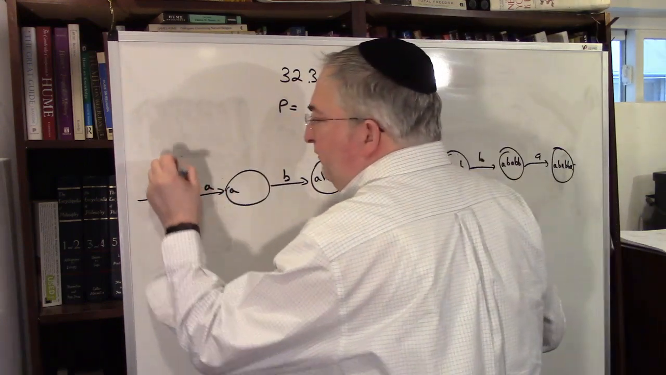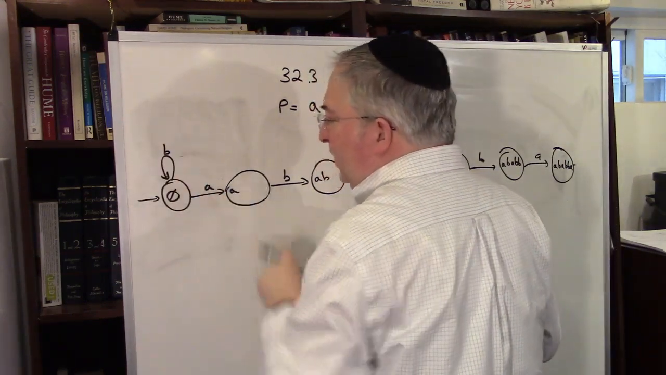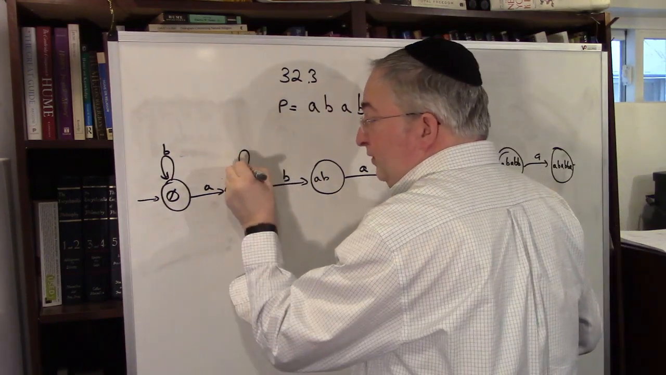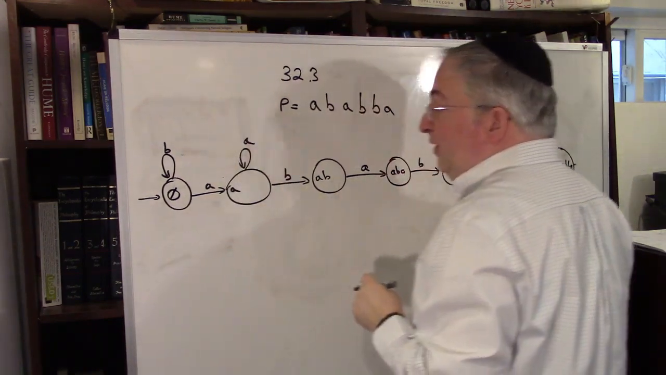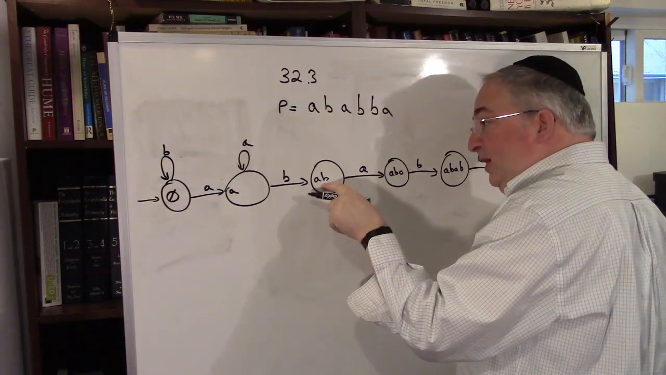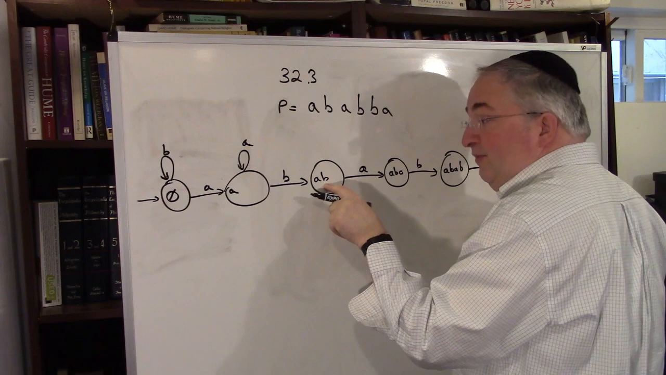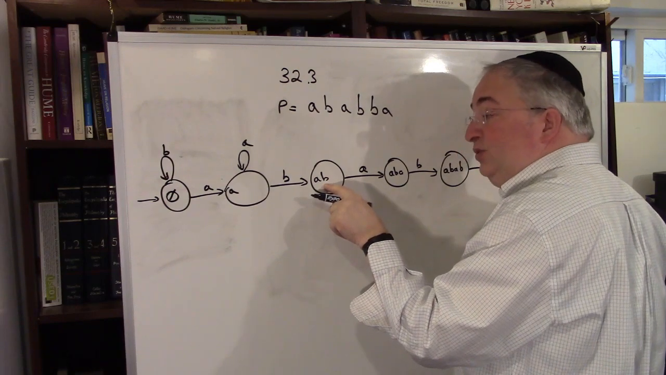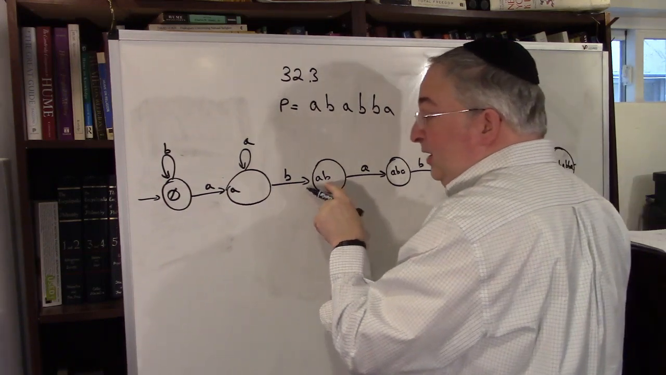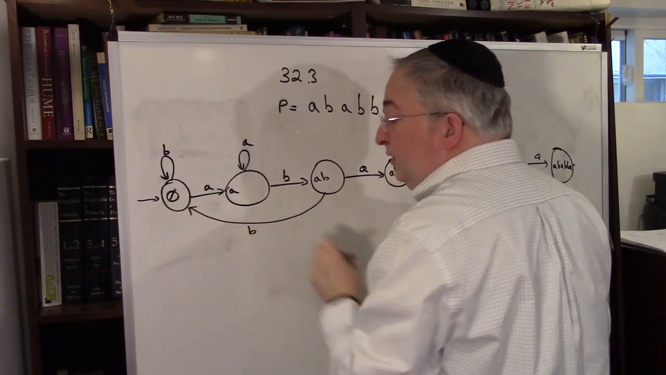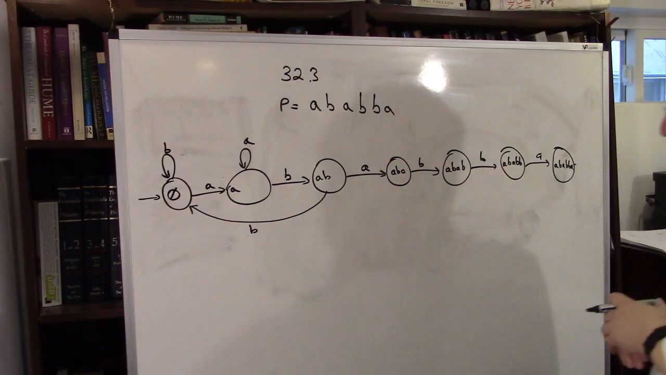Here, if you get a B, you stay here. If you get an A, you go forward. If you have a B, you go forward. If you have an A, you just stay right there. If you have an AB and you have an A, then you go here. If you have an AB and then you have a B, so the last two things you had are BB, you go back to the beginning because you don't have anything in your pattern.